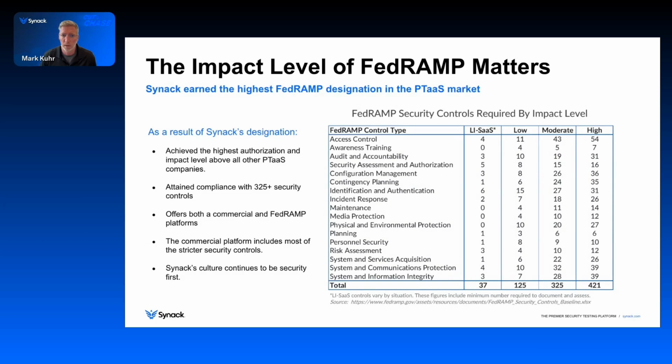Let's talk a little bit about the impact levels and why it matters. Light SaaS is the easiest one to achieve, and it just checks the boxes on the basics for basic security controls. And as you move from low, moderate, and to high, you stack on many, many more controls.